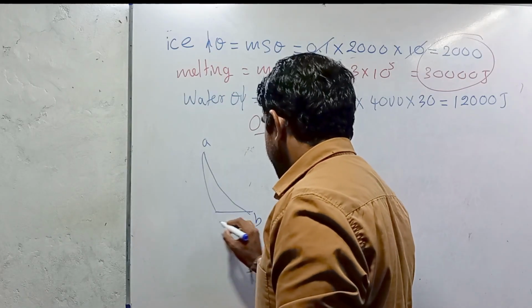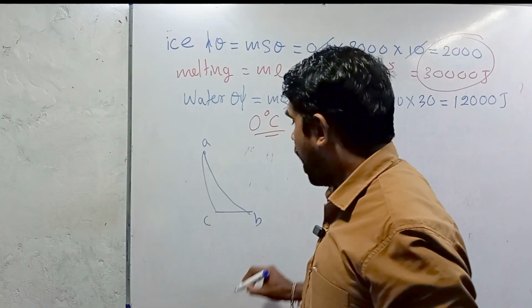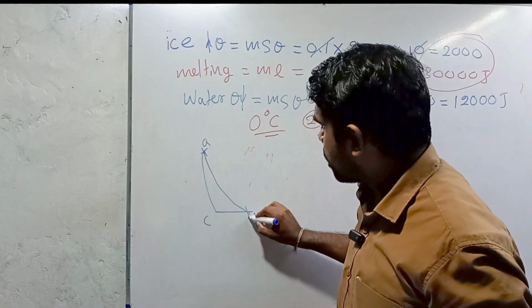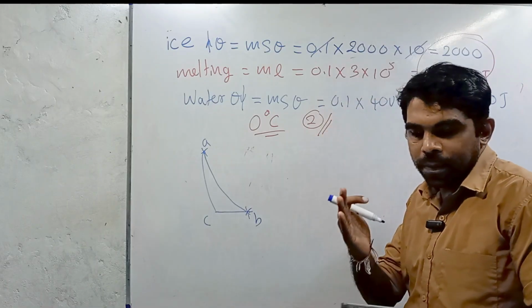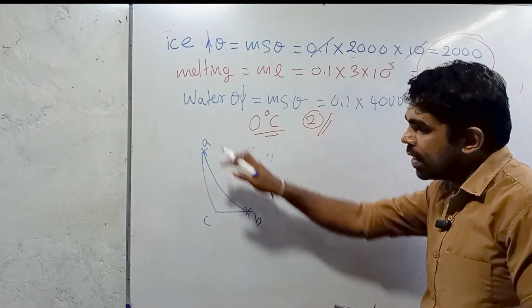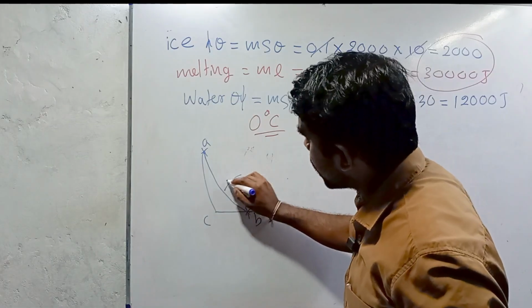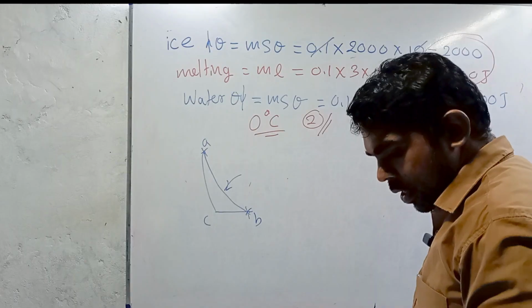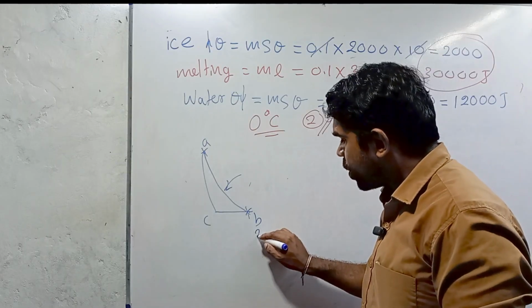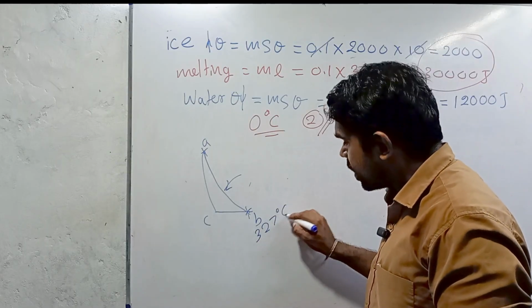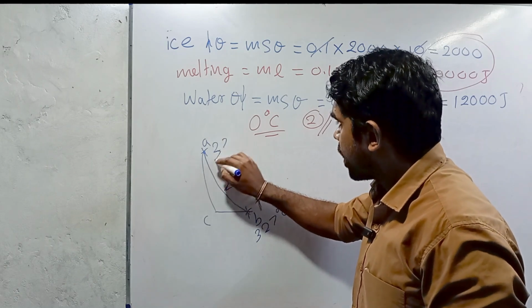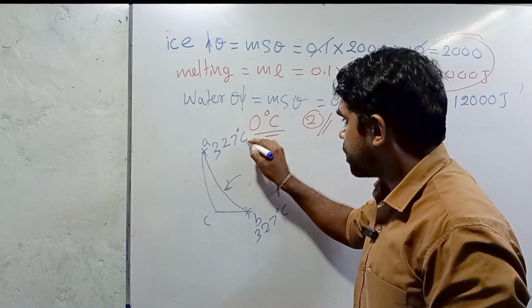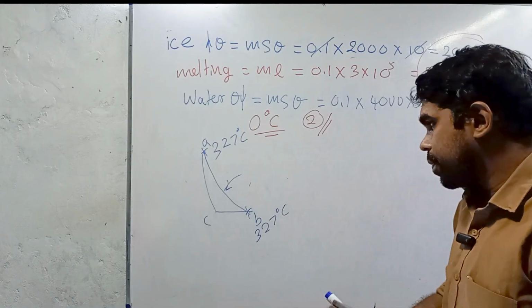A, B, C. We can compare the PV product of A and B. And we can obtain that there is the same PV product at A and B. Therefore, this process is an isothermal process. Temperature constant. Then we can get the temperature at this point also 327 degrees.